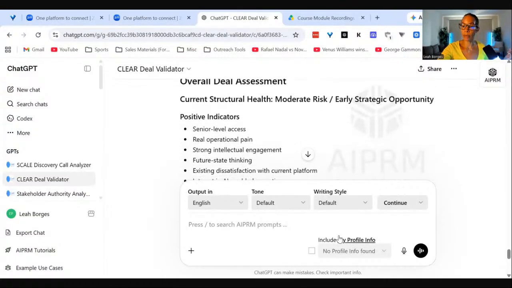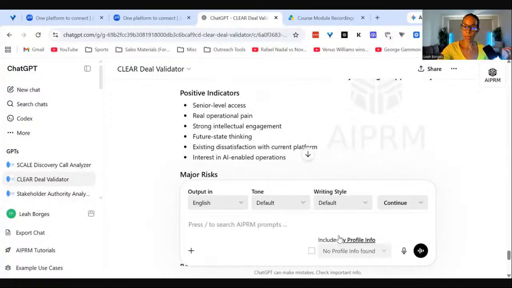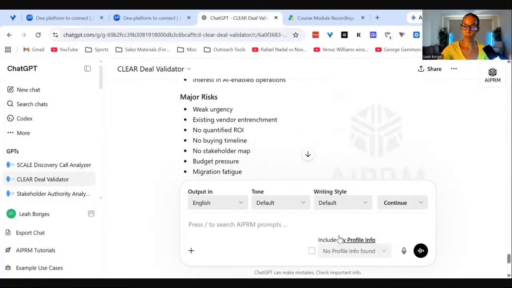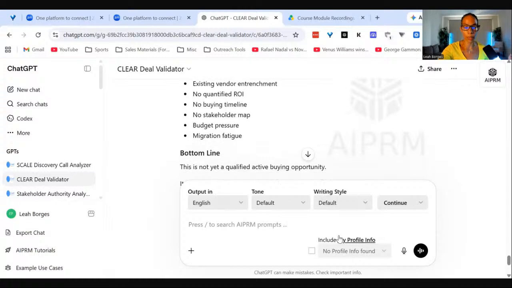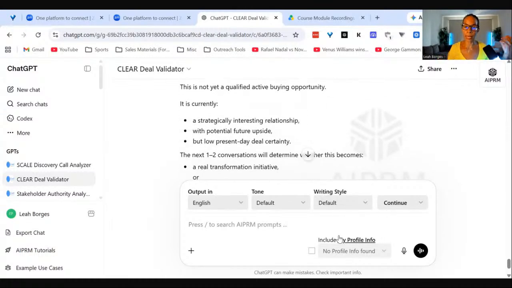And it's going to give you the overall deal assessment. So here's the overall assessment of this deal. It's an early strategic op, moderate risk, positive indicators. It gives you major risk, which we definitely need to address. And here's the bottom line. The bottom line is this is not yet a qualified, active buying opportunity.